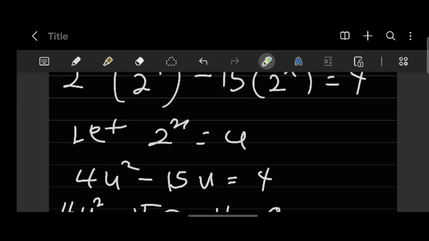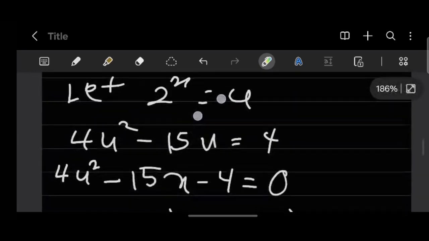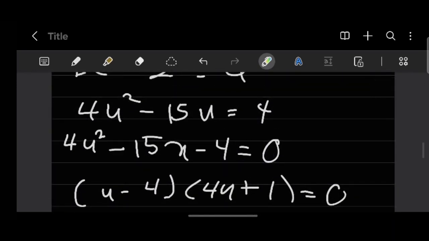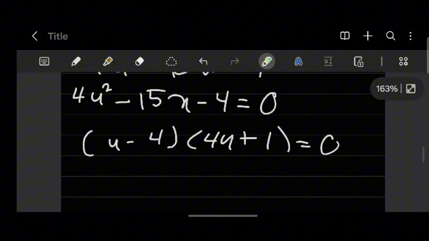And then let u equals 2 power x. And it will be 4u power 2 minus 15u equals to 4. And then 4u power 2 minus 15u minus 4 equals to 0. And then we can factorize it. u minus 4 multiplied with 4u plus 1 equals to 0.